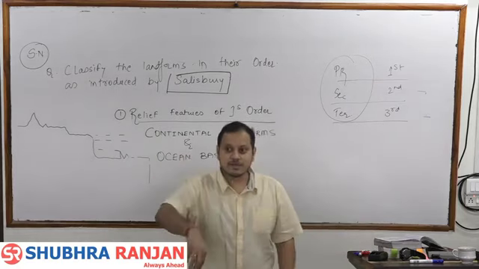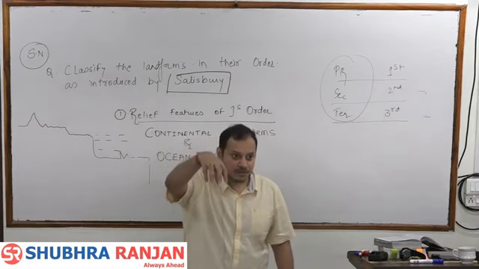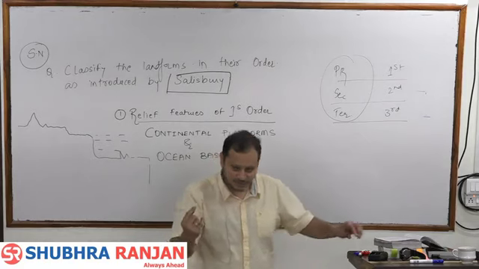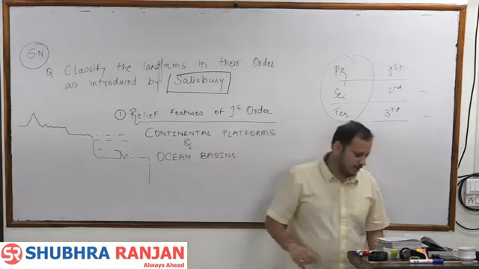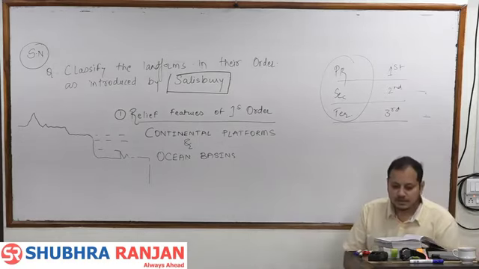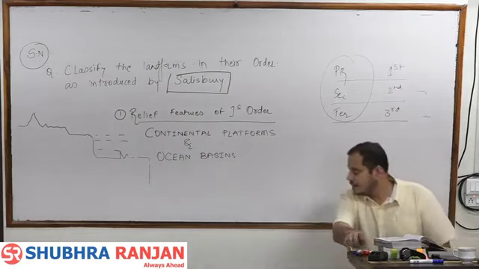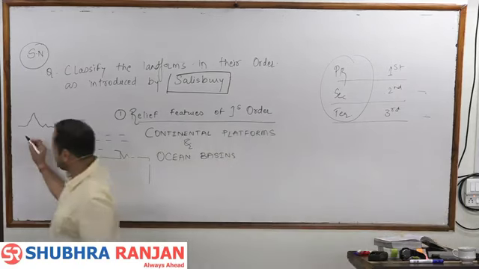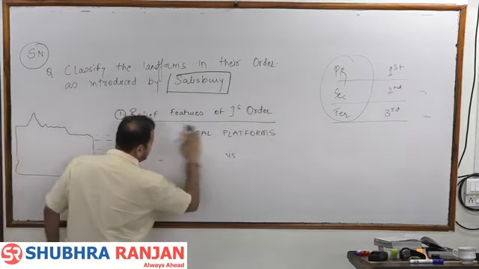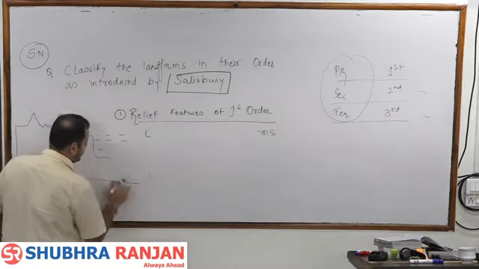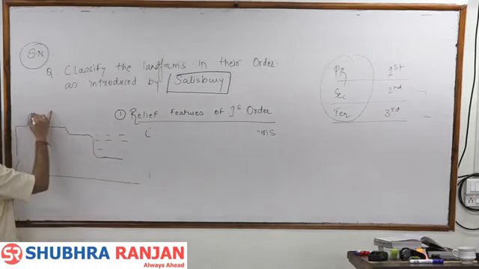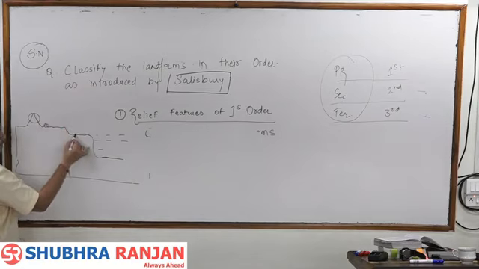On the first order relief features are the second order relief features, and they are mountains. Getting it? So second order relief features. So if this is the first order relief feature, if this is our example, this is our continent, this will be the second order relief feature. What is it? Mountains, hills, plateaus, plains.